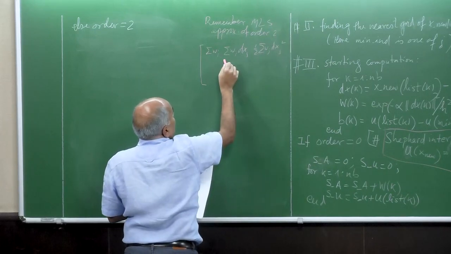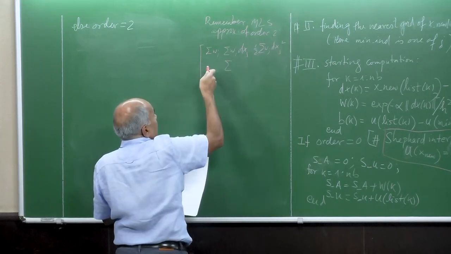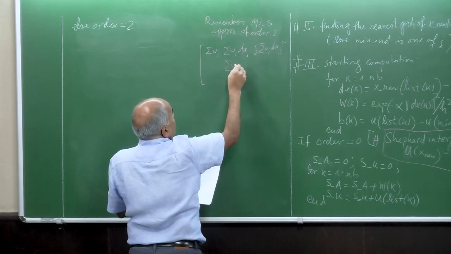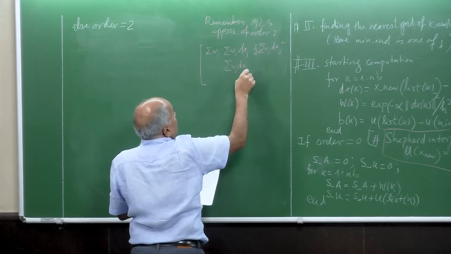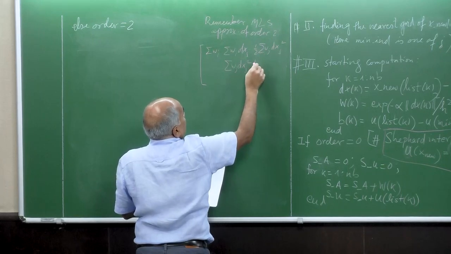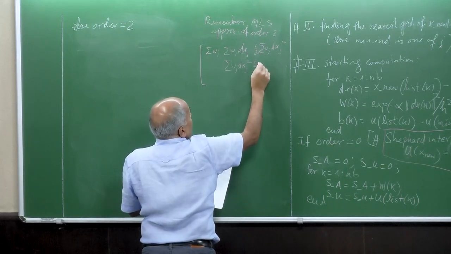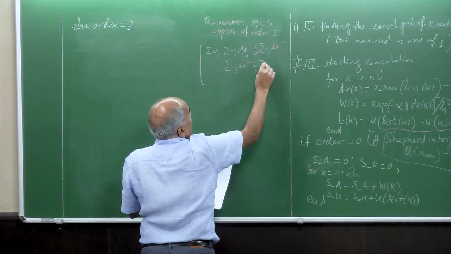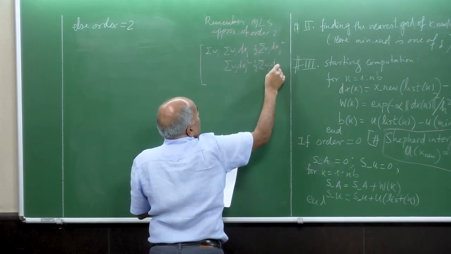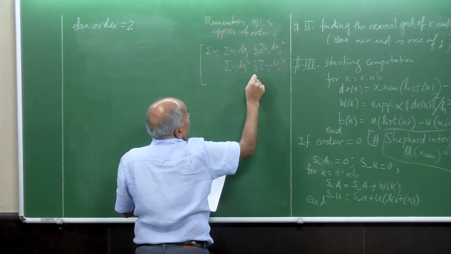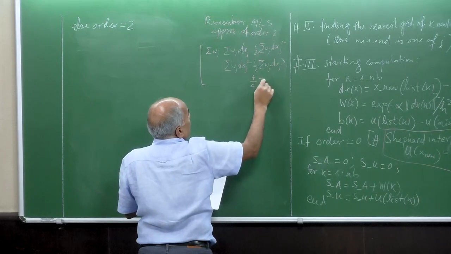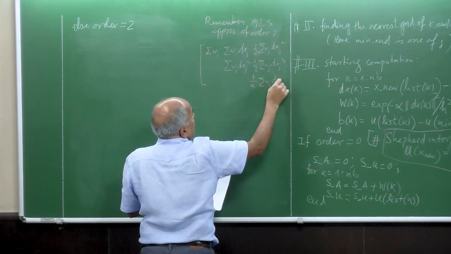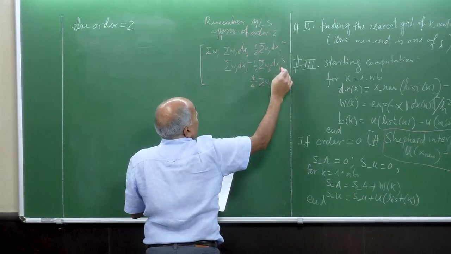So this is that symmetric matrix. I don't write the symmetric part: wj dxj square, then 1 by 2 summation of wj dxj cube. Then finally 1 by 4 summation of wj dxj to the power 4.